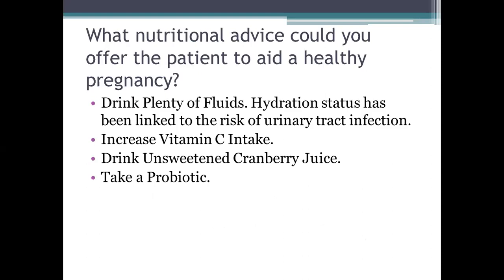What nutritional advice could you offer the patient to aid a healthy pregnancy? Drink plenty of fluids, because hydration can reduce the risk of urinary tract infection. Vitamin C intake, as it is an antioxidant. Cranberry juice intake and probiotics can be prescribed to treat the UTI naturally.